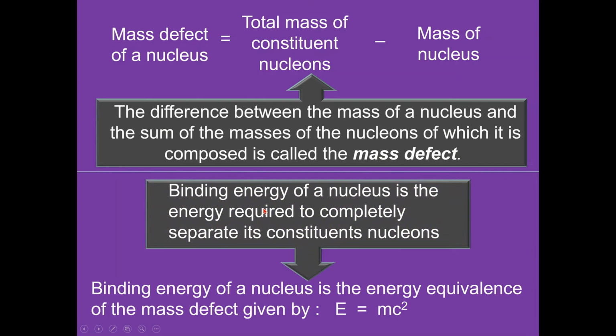And what is binding energy? The binding energy of a nucleus is the energy required to completely separate its constituent nucleons. So the binding energy of a nucleus is the energy equivalent of the mass defect, given by E equals mc squared.